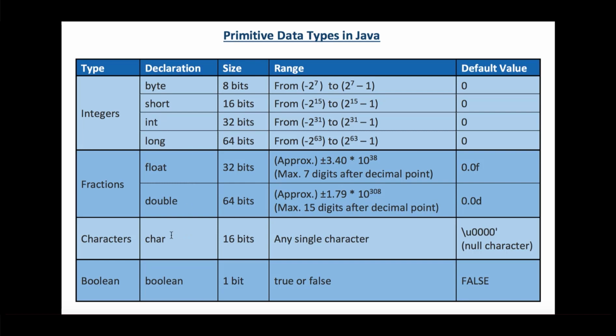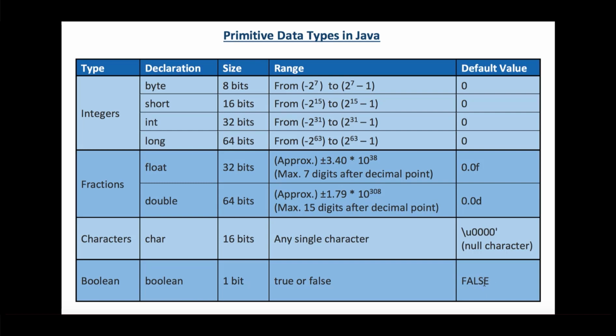Apart from that, to store a character, char, which is 16 bits, and it stores any single character. The default value for character is a null character. So this \u0000 is the null character representation. And then for storing Boolean values, we have Boolean, which reserves approximately 1 bit in the memory location, and which can store true or false, and the default value for Boolean is false.